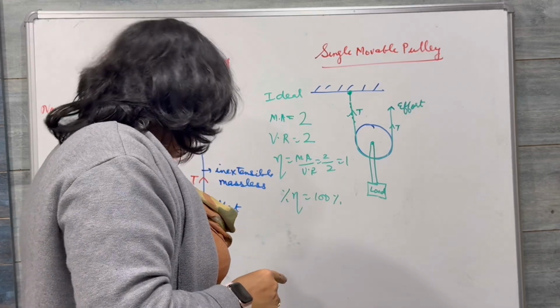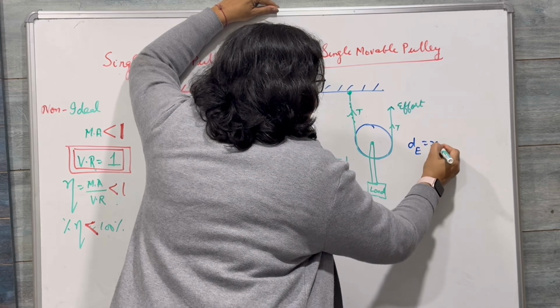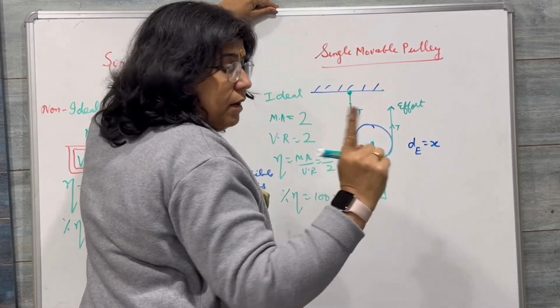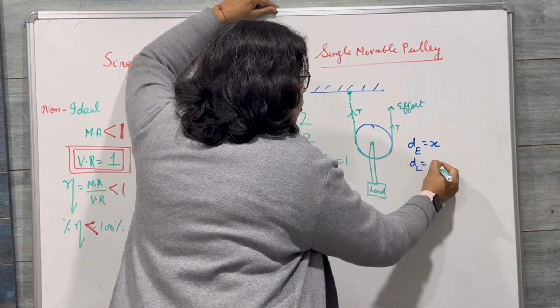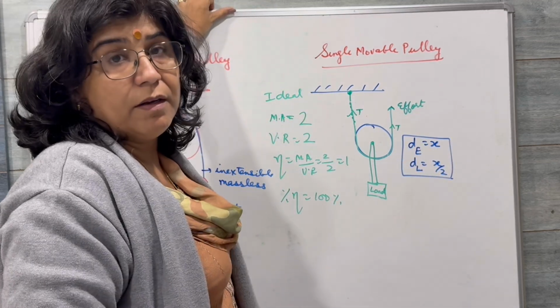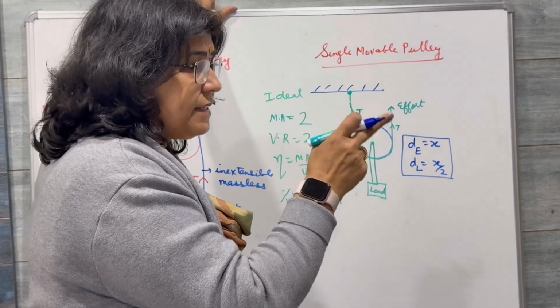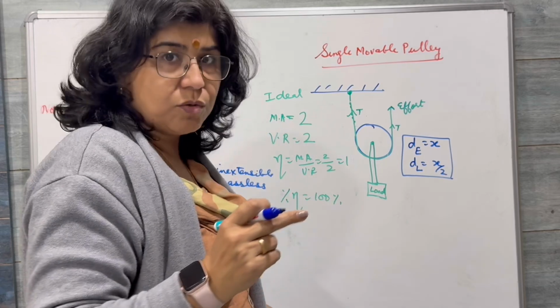One more thing you should remember. If effort moves a distance x in a single movable pulley, the load will move a distance x by 2. This is something important for the single movable pulley. Distance moved by effort is x, then distance moved by load is x by 2. Only then you get this velocity ratio.